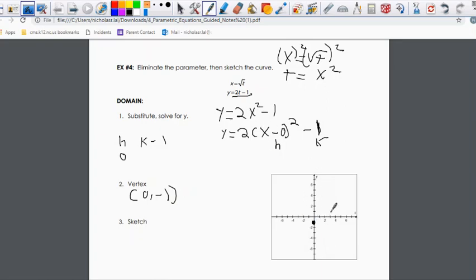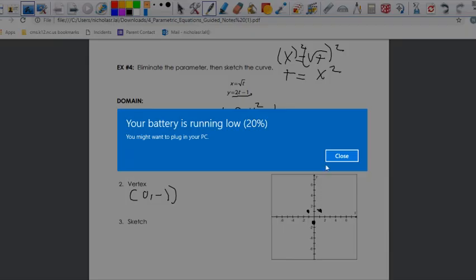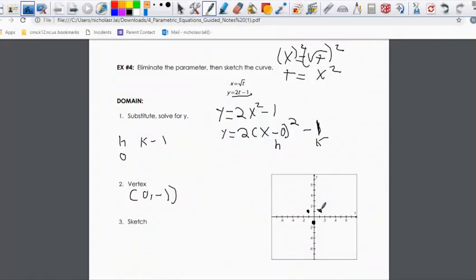And let's plot some other points. When x is 1, 1 squared is 1, 2 times 1 is 2, 2 minus 1 is 1, so we're at (1, 1). Negative 1, same thing: negative 1 squared is 1, 1 times 2 is 2, 2 minus 1 is 1, so (-1, 1). 2 squared is 4, 4 times 2 is 8, 8 minus 1 is 7, so we're at (2, 7). Same thing, we're at (-2, 7).